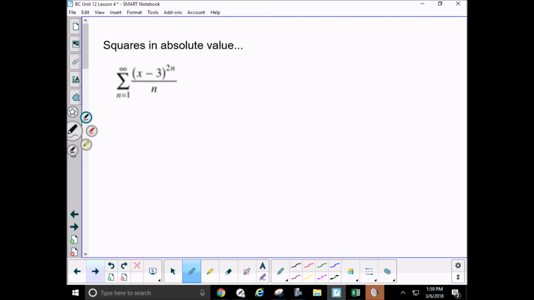Now, let's see one where we have a square in our absolute value. So I have x minus 3 to the 2n over n. I feel like this will never be convergent. Let's find out. It's because it's like the harmonic series in the denominator, so it doesn't matter what's in our numerator. So let's see.